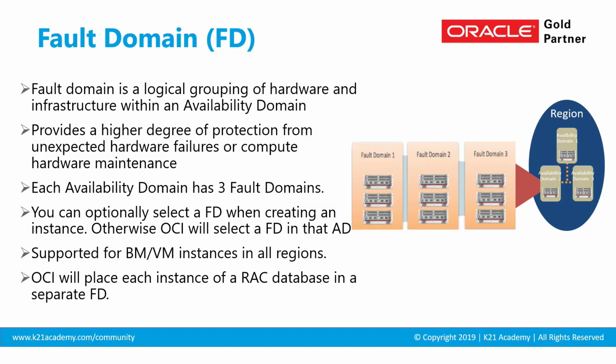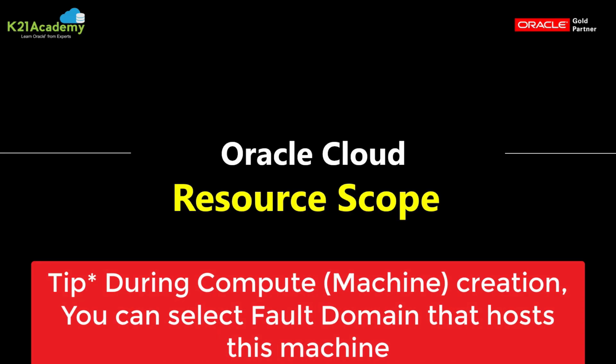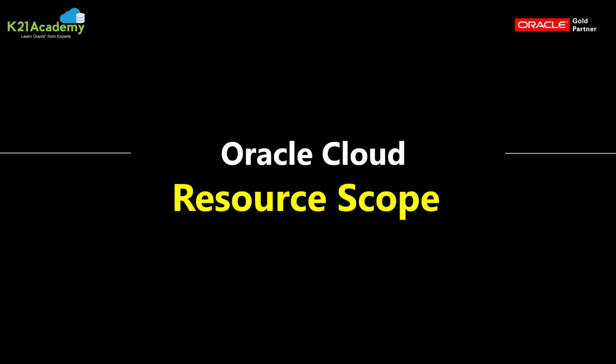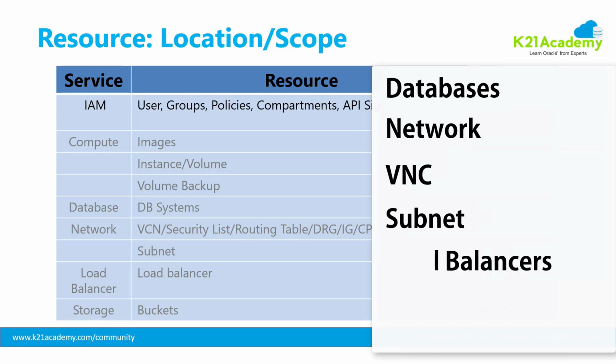So when you're deploying a compute, which is when you're creating a machine to deploy the application, you can optionally select in which fault domain it is going. And then comes your resource scope. Now in OCI, resources are nothing but your individual services, like your compute, Linux or Windows machines, or you can have databases, or your network like your virtual cloud network, subnet or load balancers, or storage and different types of storage like block storage, object storage, file storage or bucket.